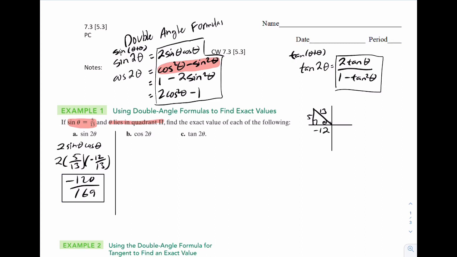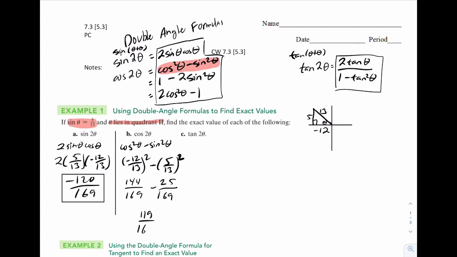Cosine 2 theta. So you can pick any of the 3. I'm just going to pick the standard one. Cosine squared minus sine squared. I like this one. So the cosine value is negative 12 over 13. We're going to square it. Minus the sine value is 5 over 13. We're going to square it. So that's 144 over 169 minus 25 over 169. So the answer must be 119 over 169. Let's put a box around that.